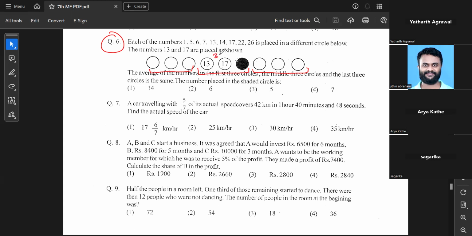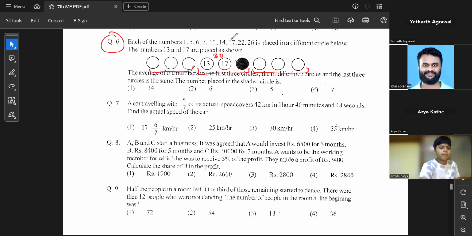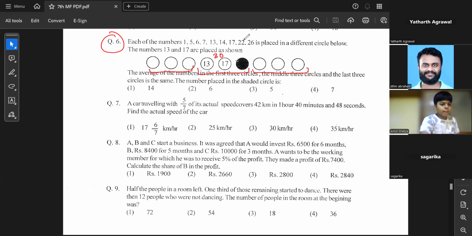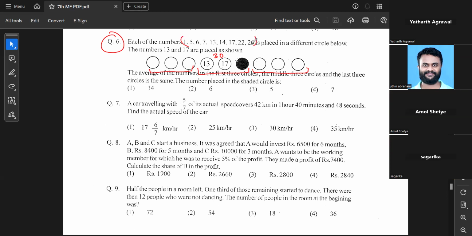So 13 plus 17 is 30. You should remember that. Now, first of all, let me add all these numbers. 1 plus 5 is 6, 6 plus 6 is 12, 12 plus 7 is 19, 19 plus 13 is 32, 32 plus 14 is 46, 46 plus 17 is 63, and 63 plus 22 is 85, 85 plus 26 is 111. So 111 is the total sum.